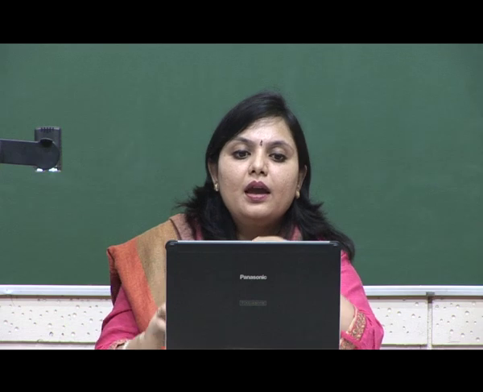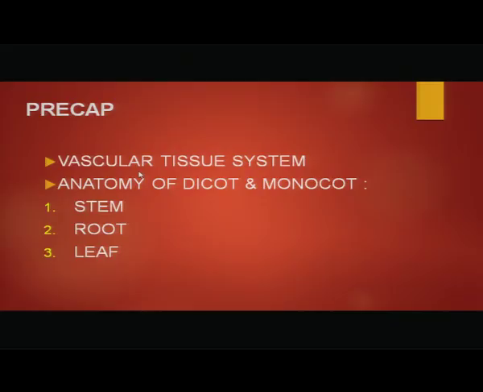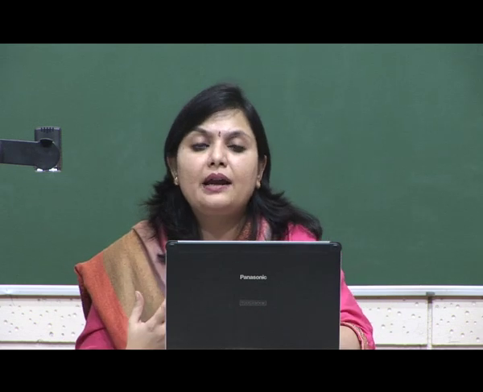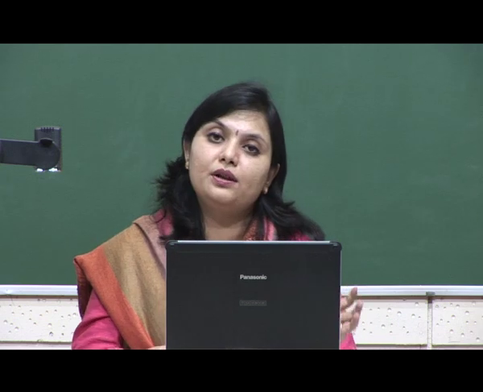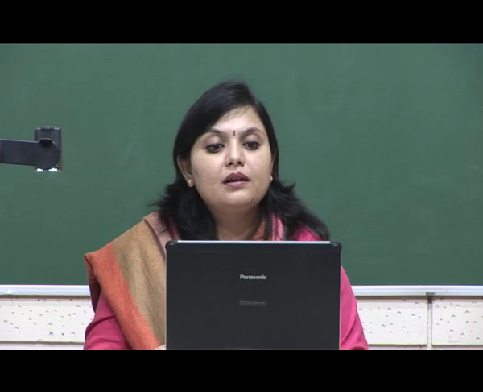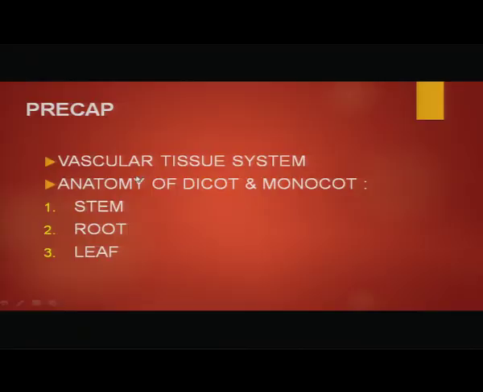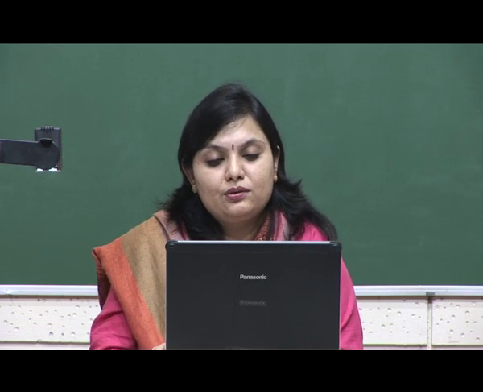In the next class, we will study about the various tissue systems, the systems of tissues. So, up till now we were just studying about xylem and phloem and parenchyma, collenchyma and sclerenchyma, but now in the next session we will study about the tissue systems, the epidermal tissue system, the vascular tissue system and also the anatomy of dicot and monocot, stem, root and leaf, how the cells and tissues are organized in these parts of the plants. This was all about today's session.